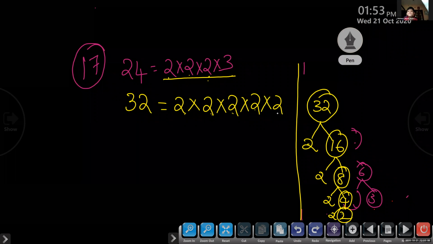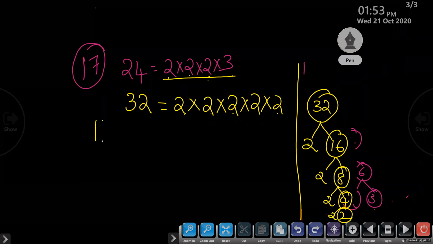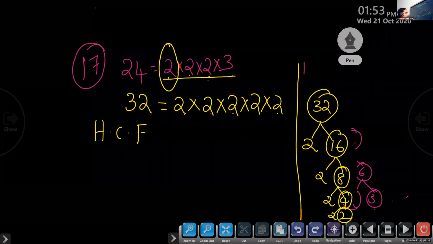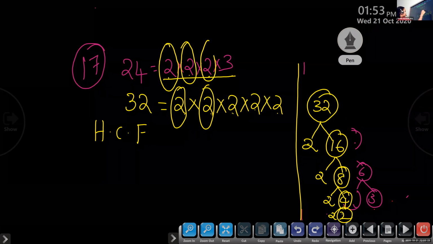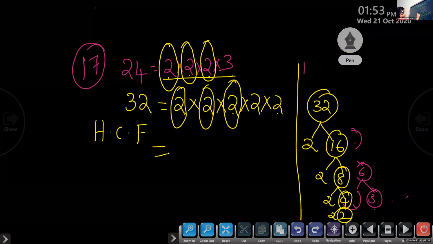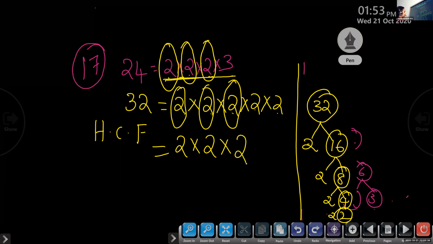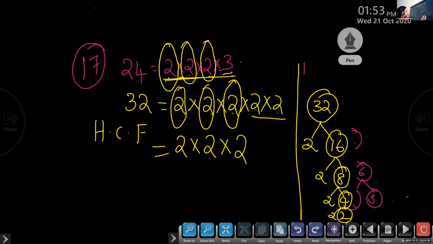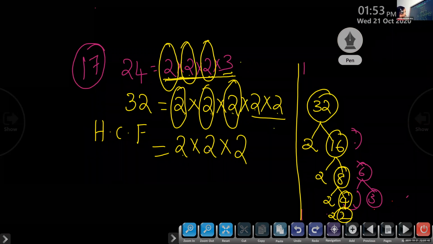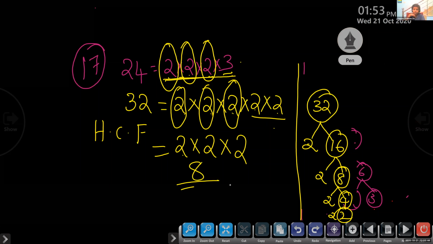Ma'am, 8 is the answer. Okay, children, you got 8. We will check now. 2 and 2 one time, here again 2 into 2, here 2, here 2. We can take 2 at most, because the highest common factor should be common in both numbers. Here these 2s are there, but here they are not. Here we have 3, but it is not here. So we cannot take it. 2 into 2, 4. 4 into 2 is 8. 8 is the HCF.